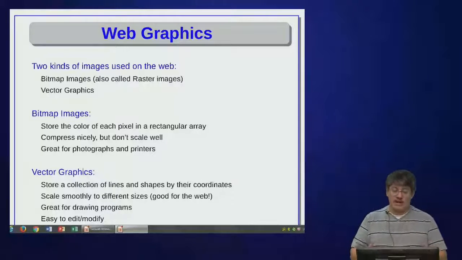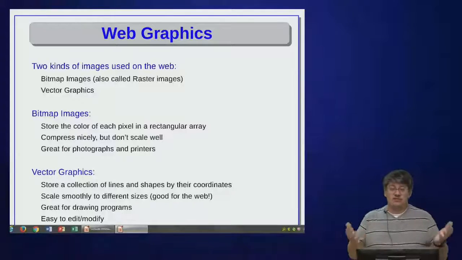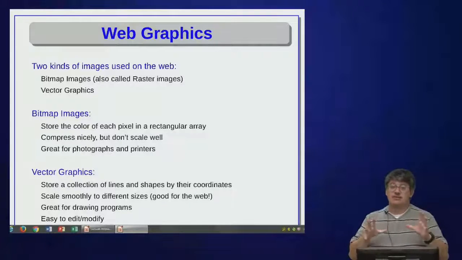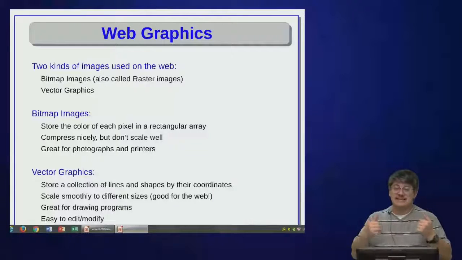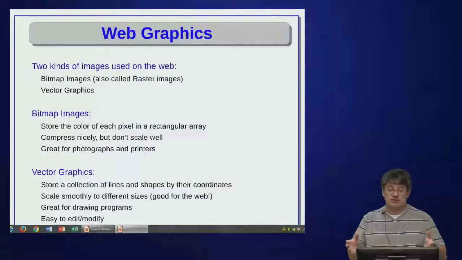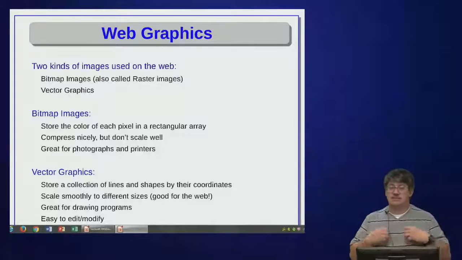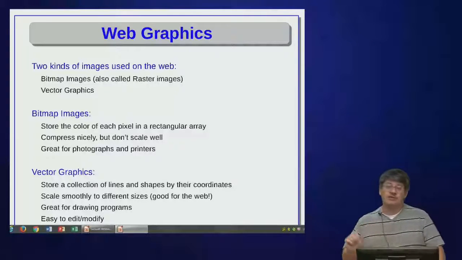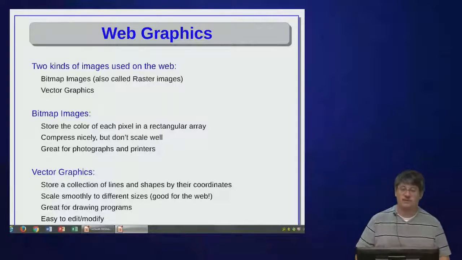Bitmap images are great for photographs. They're great for printers. Again, digital cameras have basically a grid of sensors, and they detect how much green light, red light, and blue light is hitting each sensor. So representing that as a number and putting it in some sort of two-dimensional table makes a lot of sense. Similarly, printers print dots of colored ink, so it makes sense to send them a bitmap image. They know exactly what color to make each dot, and they're happy.